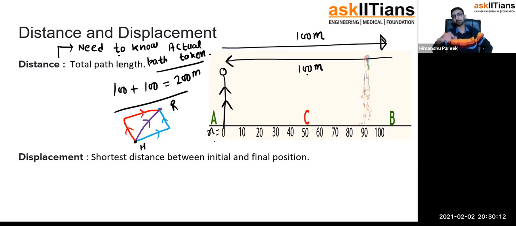But if I talk about displacement, this is the actual path taken to find out the distance. If I talk about displacement, what is displacement? Shortest distance between initial and final position. This is very simple.